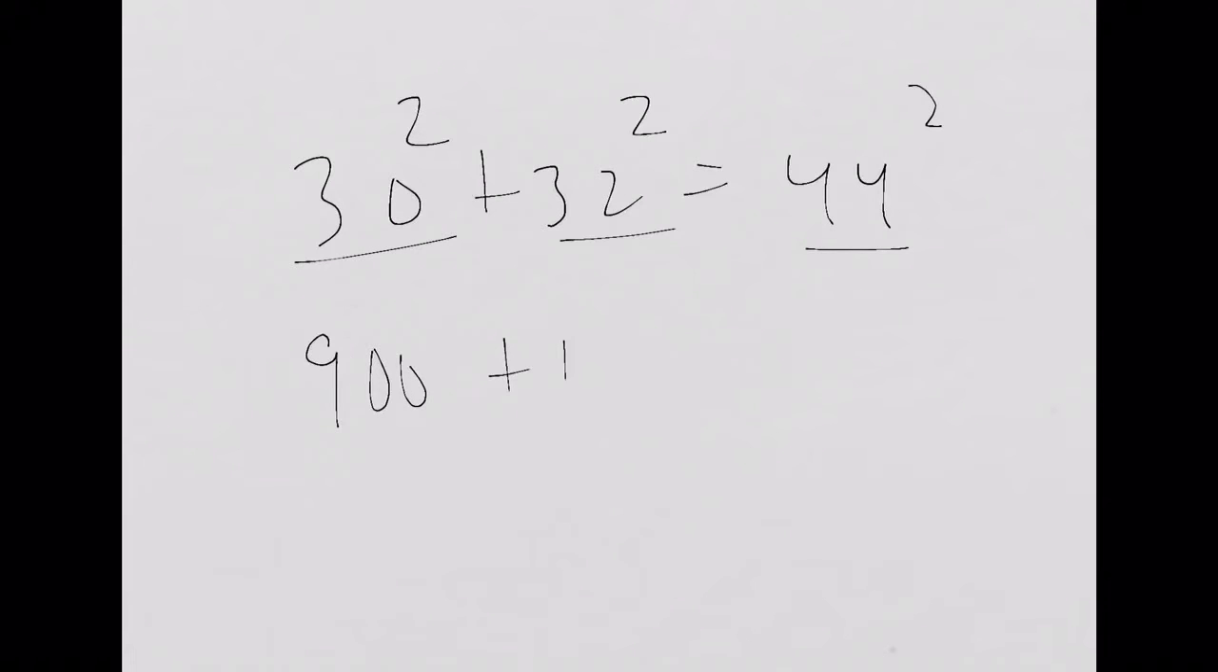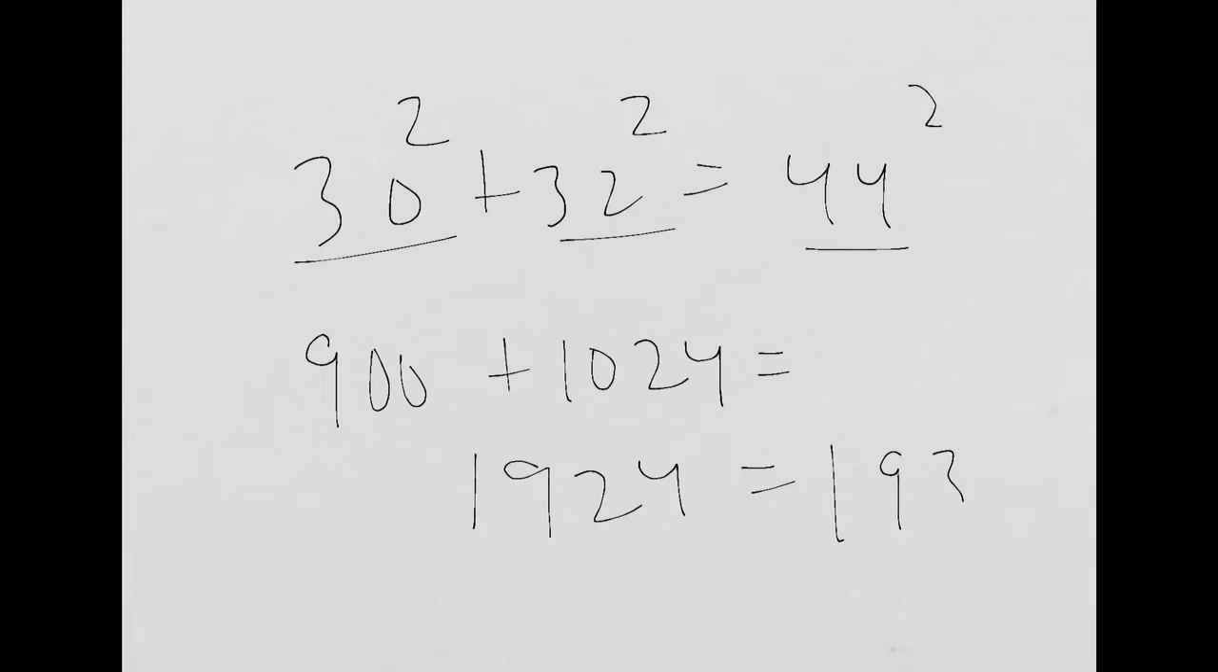32 squared is 1,024. So it gives me 1,924. Is that equal to 44 squared? My calculator says that it equals 1936. Therefore, they're not equal to each other, and I do not have a right triangle.